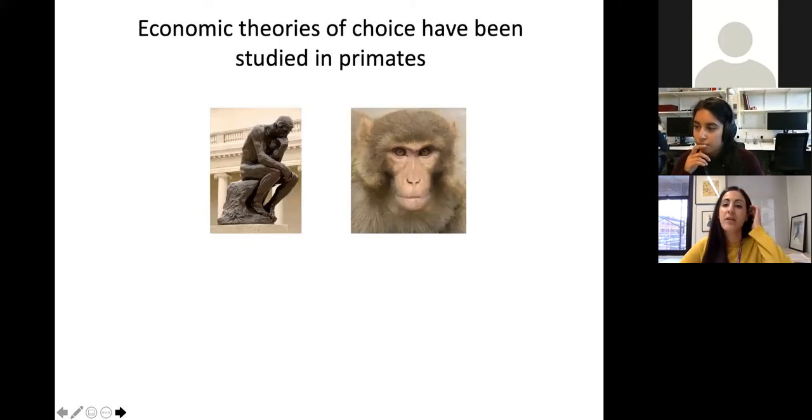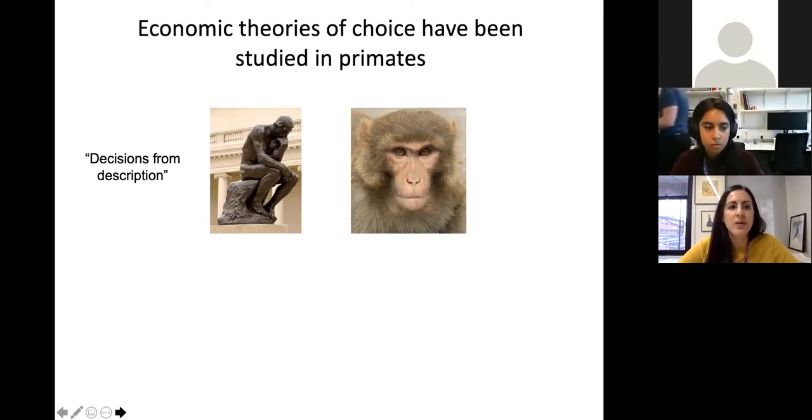But in order to characterize these phenomena, we needed to develop a task that would let us do so. So economic theories of choice have historically been studied in primates. Obviously, economics was developed to describe human choice behavior, and there's been really beautiful foundational work applying those same theories to macaques. And those tasks typically elicit what an economist would call decisions from description. And so here you're explicitly offering the subject, let's say, different lotteries and asking them to choose between them.